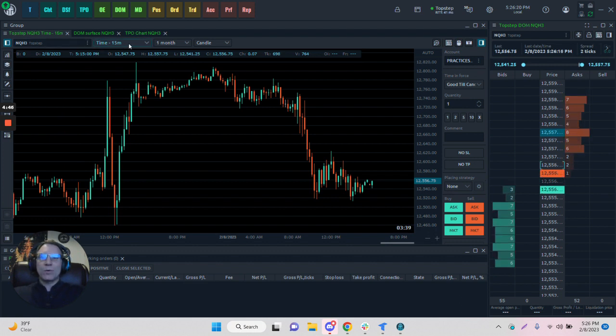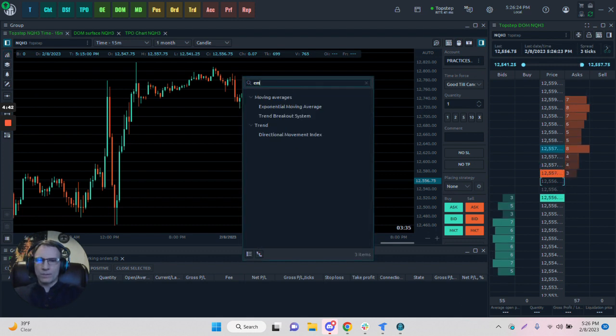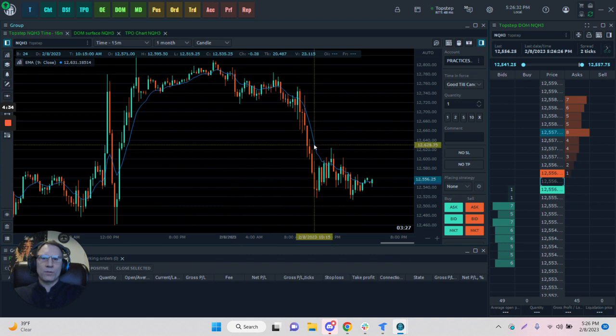So let's say we want to put a moving average on this chart. And let's just grab one for example. We have an EMA, exponential moving average. It defaults to a 9 period. We'll leave it there. And you'll notice that it plots on this chart.